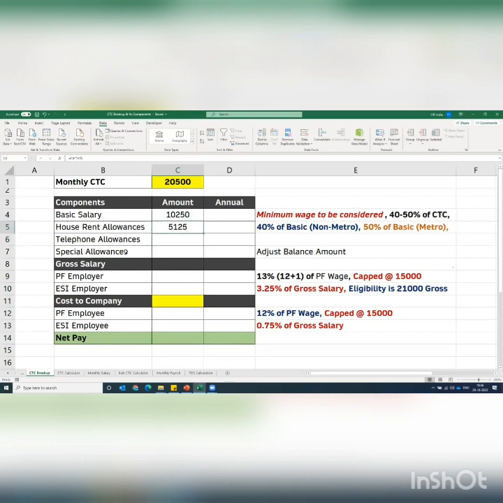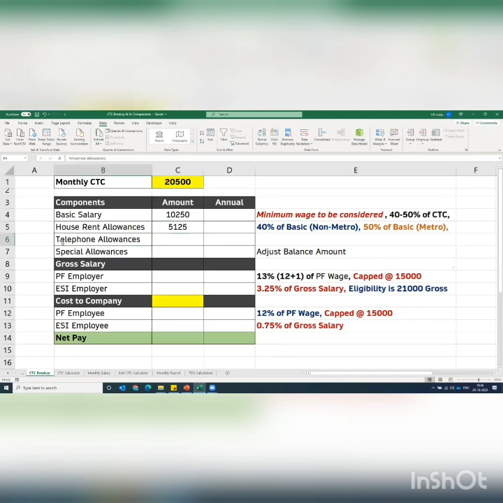50% of basic salary we have taken as HRA, because considering that the person is living in a metro city, up to 50% of basic salary is tax exempted in the name of house rent allowance, right? That's how we usually pick up the allowances for the employee.